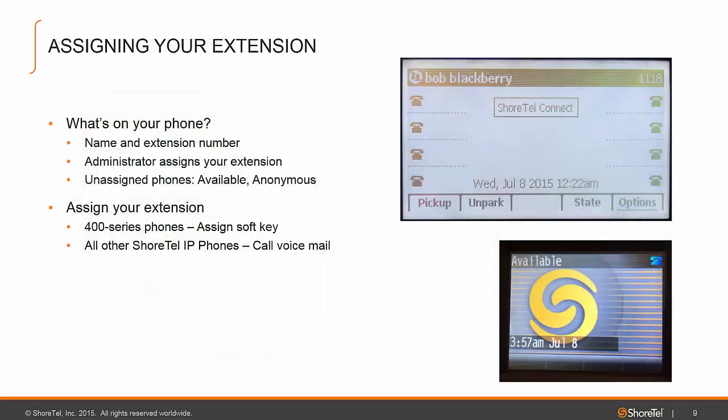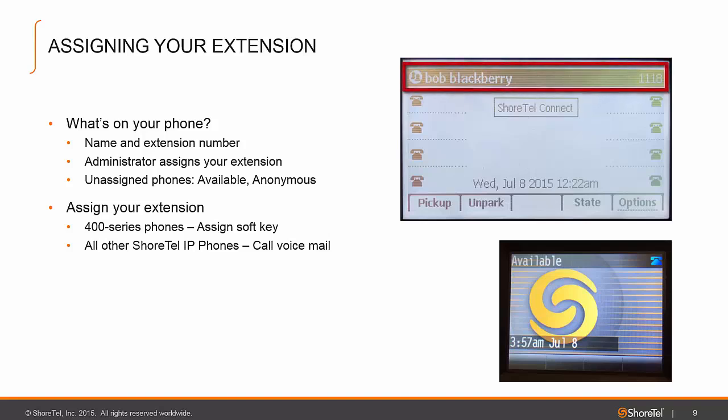Once your phone is properly connected to the network and has power, ensure that it is set up properly and that you're logged into it. You can confirm that you're logged into your phone by checking to see if your name and extension appear on the phone's display. Your Shoretel administrator may have already set up your phone for you, in which case, again, your name and extension number will be appearing on the display.